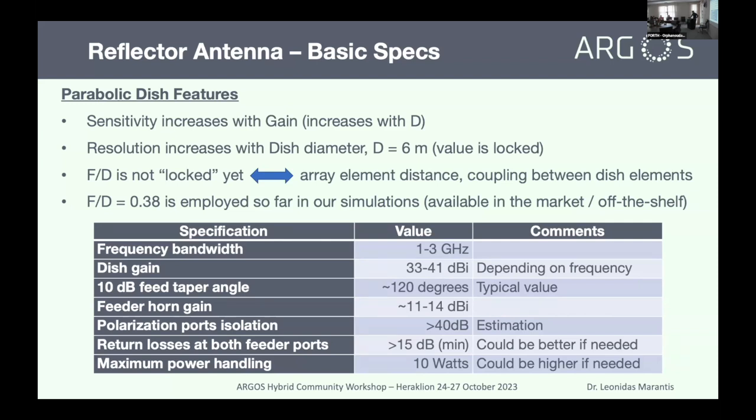Some other specs: for the dish gain, we are aiming for a gain between 33 and 41 dBi, depending on the frequency. We have a 10 dB taper angle of around 120 degrees. The gain of the feed antenna is around 11 to 14 dBi, again depending on the frequency. And we definitely want to achieve very good isolation between the two ports, the horizontal and the vertical polarization, over 40 dB, and quite good matching of the antenna, below 15 dB for the reflection coefficient.